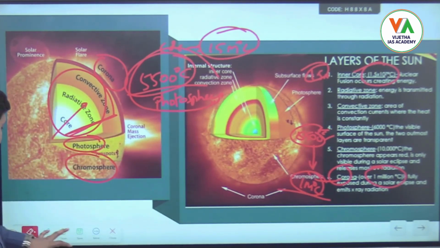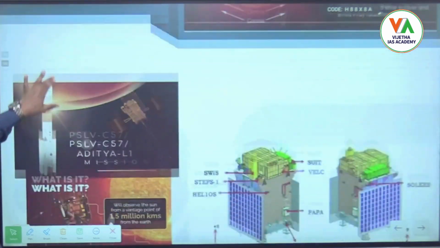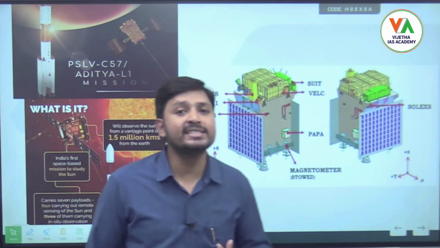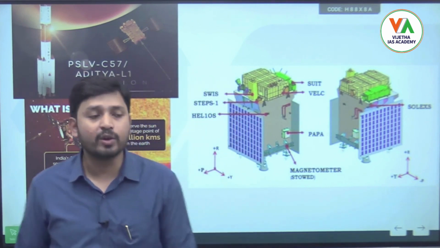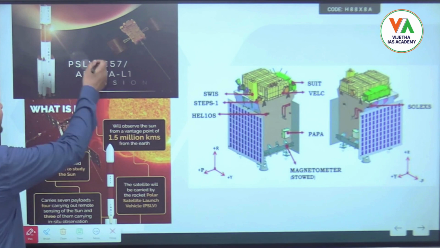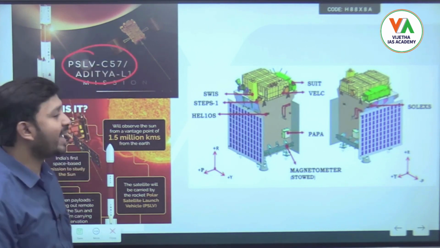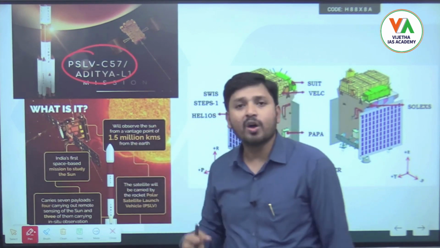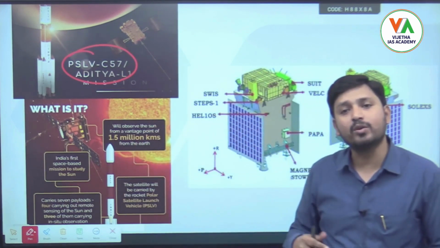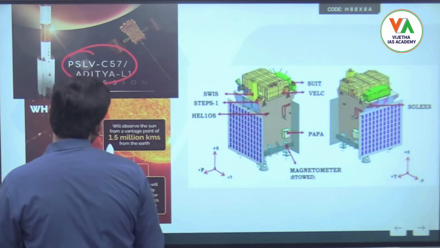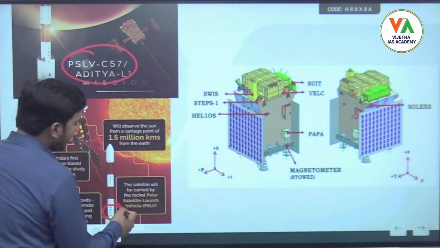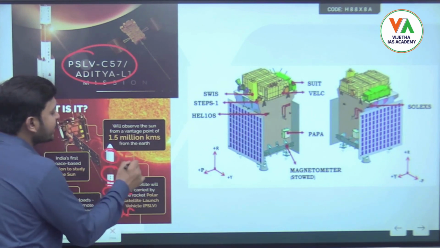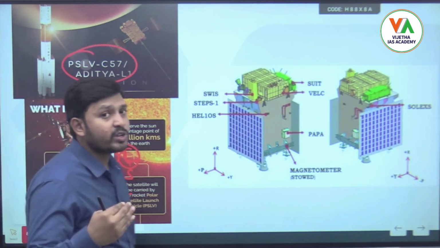Using which vehicle have we launched this ADITYA mission? The Polar Satellite Launch Vehicle. Remember, PSLV C57 has been used to launch this ADITYA. PSLV is the workhorse of ISRO, which has 4 stages. The first stage is called the solid stage, the second one is the liquid stage, the third stage is once again solid, and the fourth one is once again a liquid stage. So 4 stages of PSLV will be there.